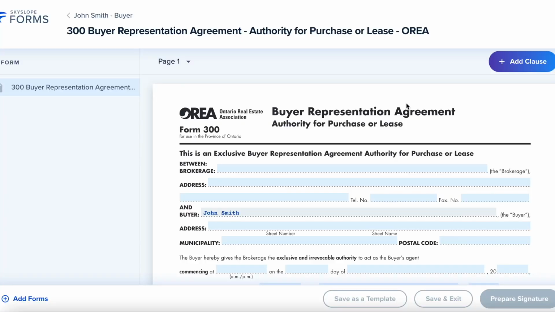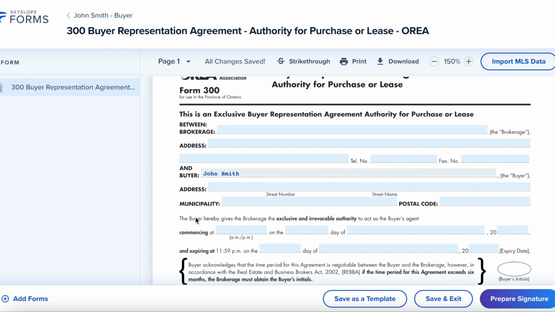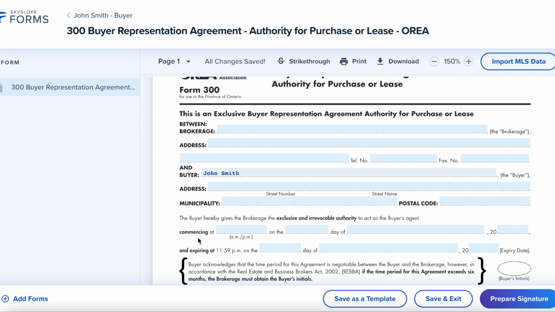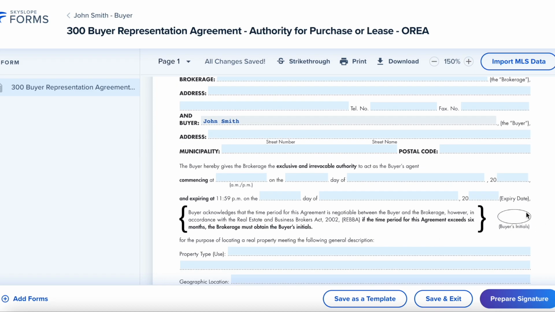Okay, so here's the Buyer Representation Agreement. This is what it looks like. The first part here is just stating that it's an exclusive buyer representation between the brokerage and the buyer. Myself as an agent, I represent the brokerage, so it's between the brokerage and the client. The client's address goes here, and we have a start date and then an end date. Here's where we sign if it's over 6 months.